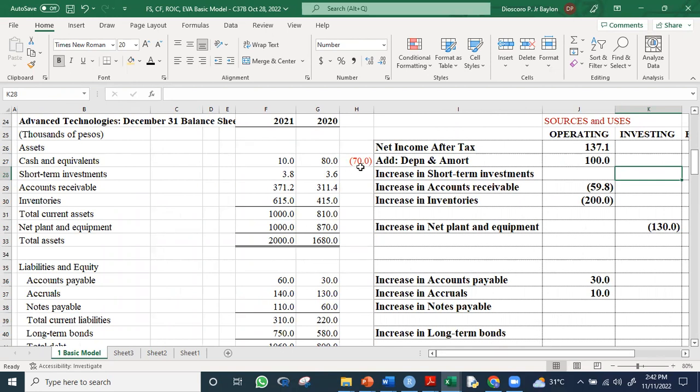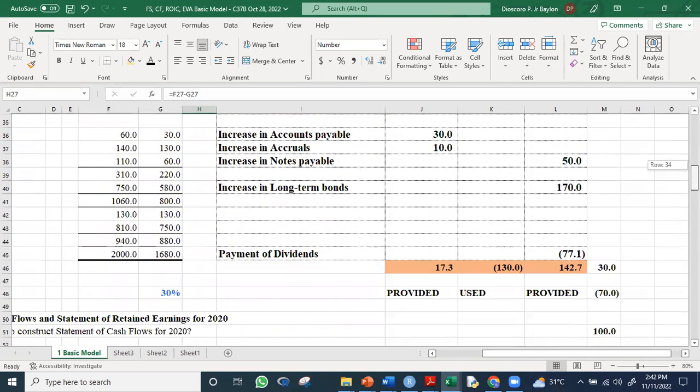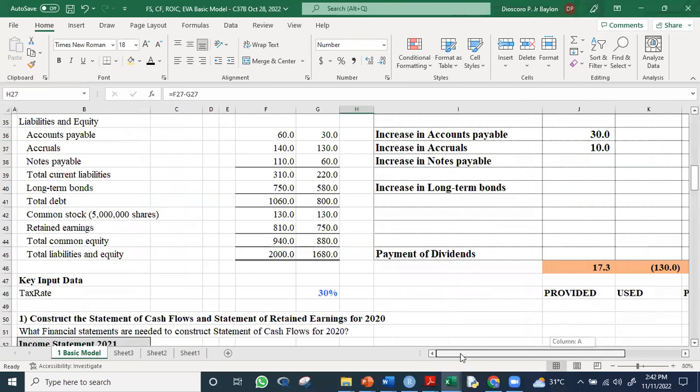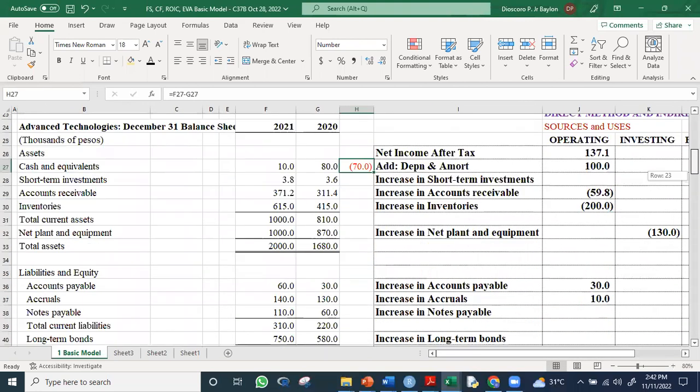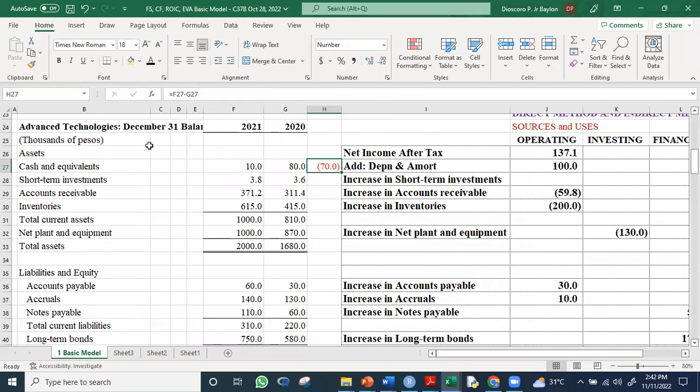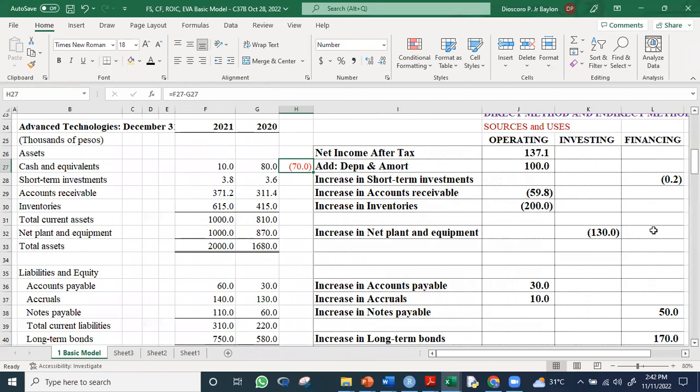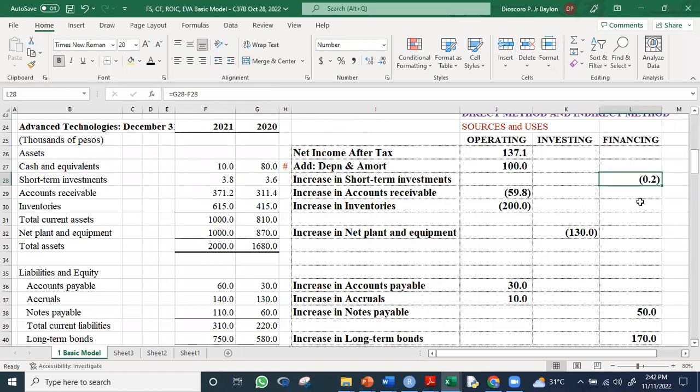If this is not the figure that appears here when we net the operating, investing, and financing, that means that there's something wrong or there's still some adjustments that we need to do. So first thing, the short-term investment: we said that this should be financing because it's interest bearing. So this is financing. And since short-term investment increased, it means that we used up cash. So this is a use of cash.